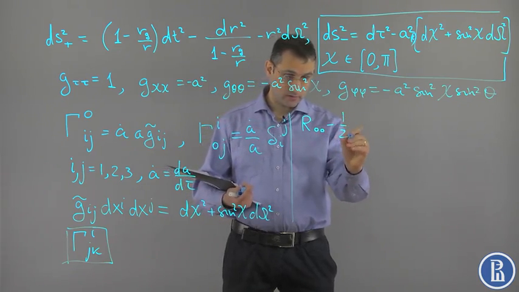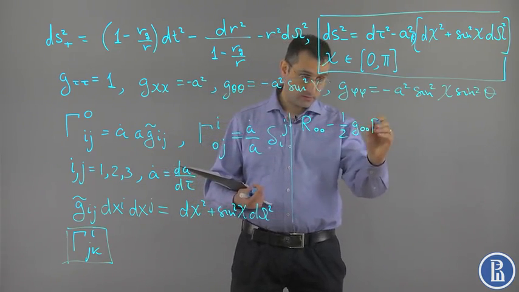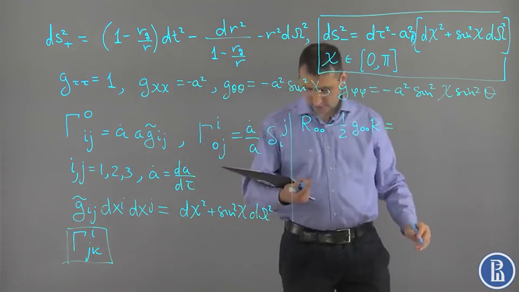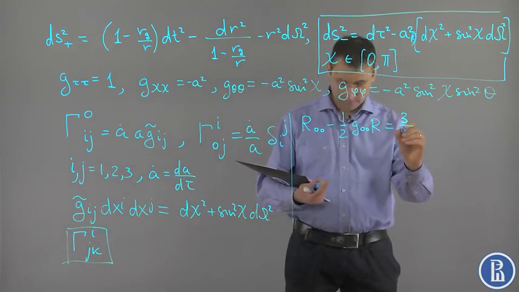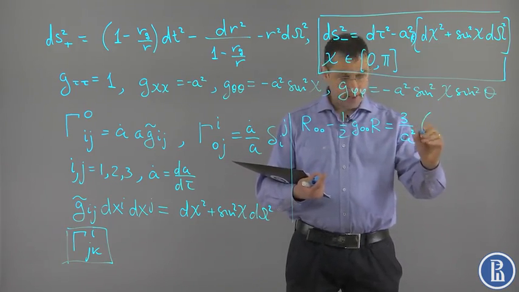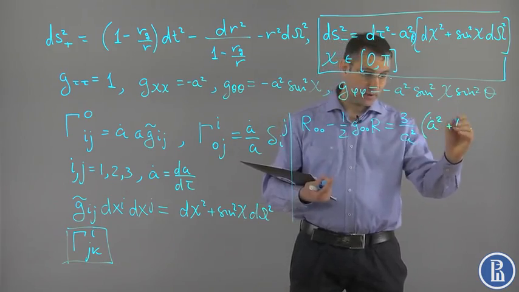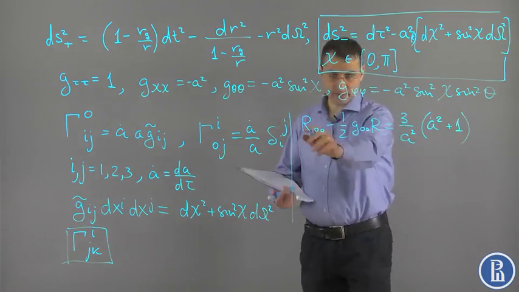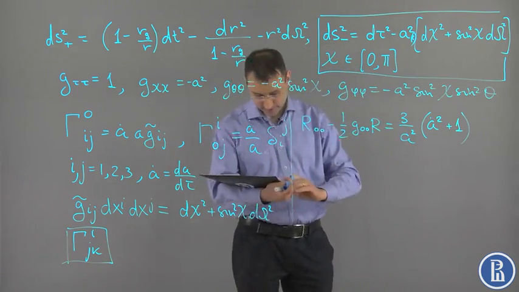of motion, is like this: 3a squared (a dot squared plus 1). So this is just equal to this for this metric ansatz.